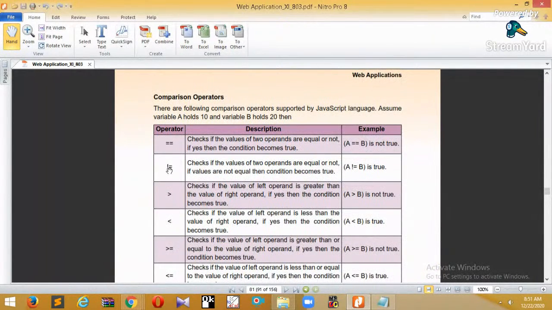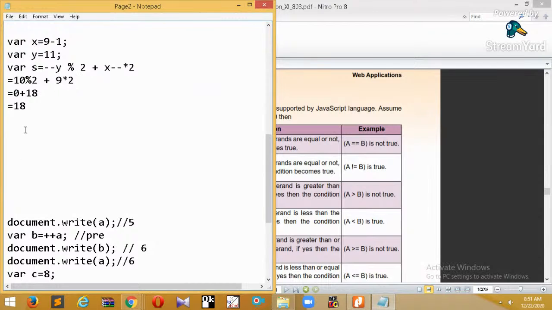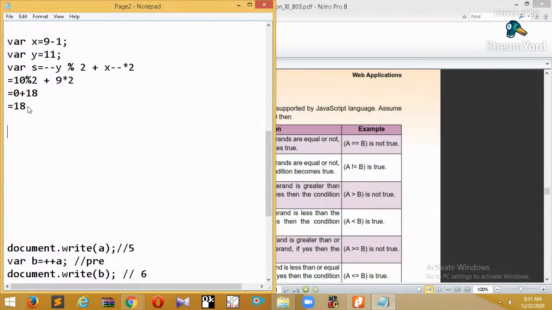This one. That is a not equal to symbol. Not equal to. When I am checking whether two values are equal or not, let me explain the things in brief. These are called relational operators, or sometimes comparison operators. Why comparison? Because I am comparing two values.